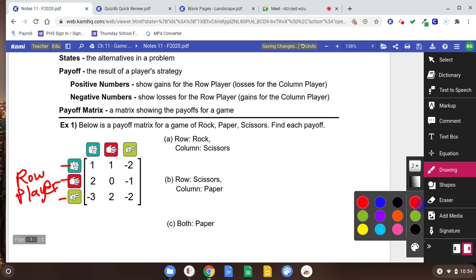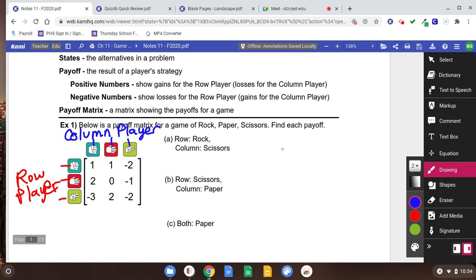Then we've got the column player. Rock, paper, scissors are their states as well, okay? So below is a payoff matrix. Find each payoff. So how this works is, if we look at part A, it says the row player throws rock and the column player throws scissors. So if you look at the matrix, there's going to be a number in that position in the matrix.